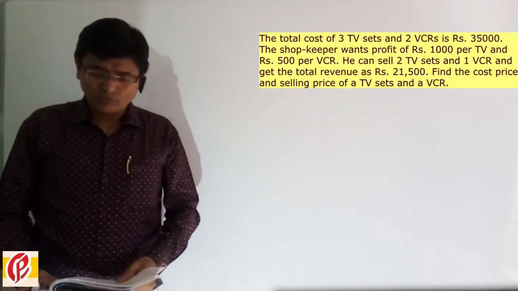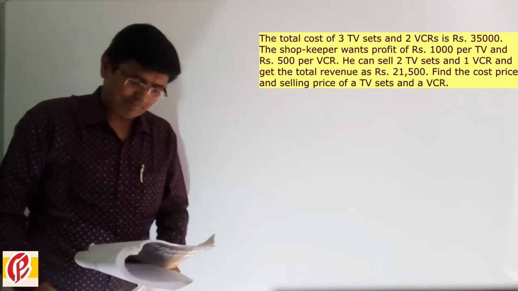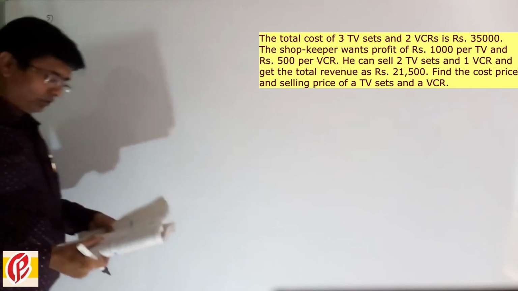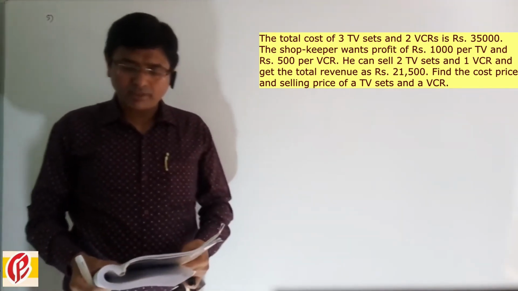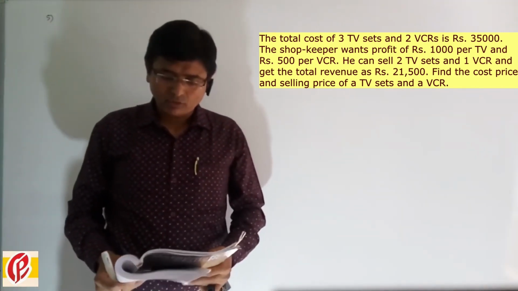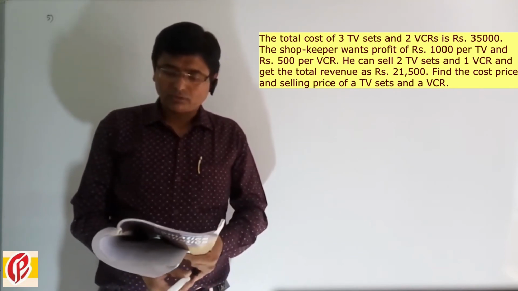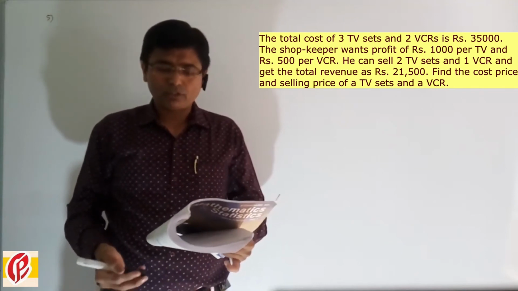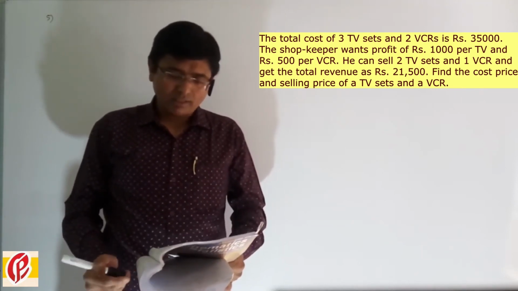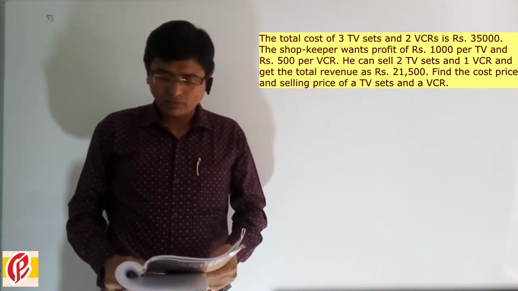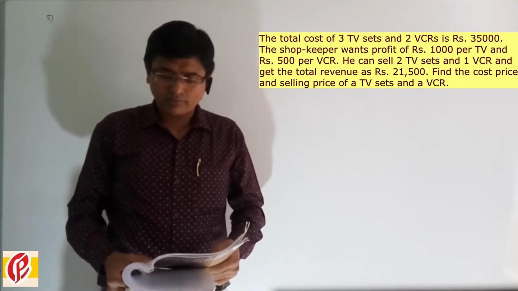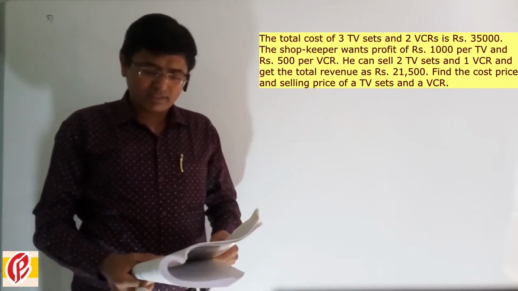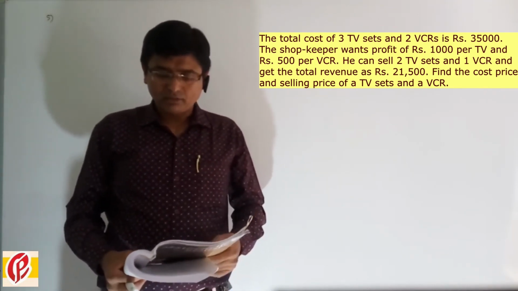Now we will see word problem 5th. What is that? The total cost of 3 televisions and 2 VCR is rupees 35,000. The shopkeeper wants profit of rupees 1,000 per television and rupees 500 per VCR. He can sell 2 televisions and 1 VCR and he gets the total revenue as rupees 21,500. Find the cost and selling price of a television and a VCR.